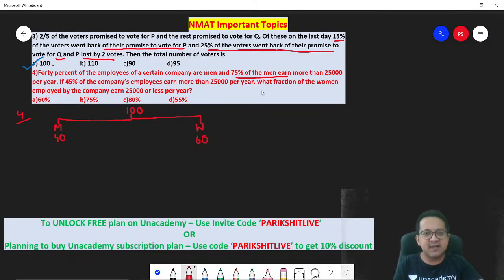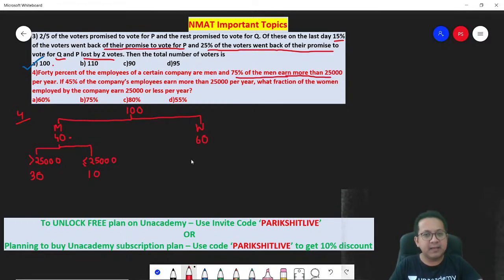Correct? Next, they say 75% of the men earn more than 25,000. 75% of what? Of 40 men. Remember, total men is 40. So 75% means 75 by 100, which is 3 by 4. 3 by 4 of 40 is 30. So 30 men earn greater than 25,000. So how many men earn less than or equal to 25,000? The remaining men. 40 minus 30, 10.